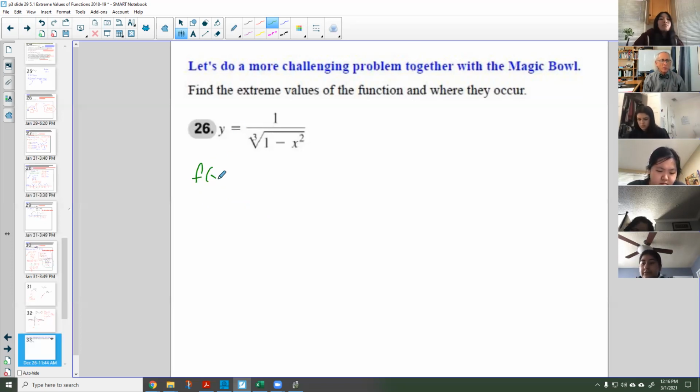Can we rewrite this some way, Victoria, that makes it easier to find the derivative? 1 over 1 minus x squared to the 1/3 power. I think so. Everybody okay with that? Yes? Okay, get rid of the radical signs, turn them into fractional exponents. I'm going to make it even a little bit easier to find the derivative here, because if I do it like this, I got to use the quotient formula. And I don't like the quotient rule. Too many pieces. So I'm gonna change it to 1 minus x squared to the negative 1/3. How about that? Pretty good? Is everybody okay with that?